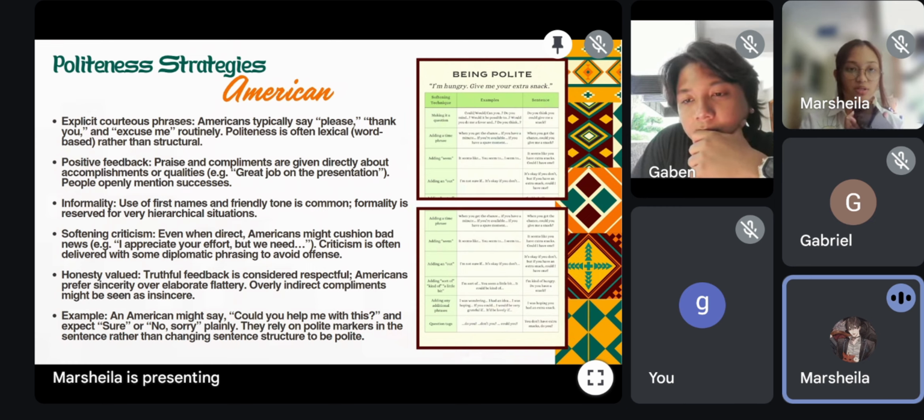People openly mention success. Informality: use of the first name and a friendly tone is common. Formality is reserved for very hierarchical situations. Softening criticism: even when direct, Americans might soften bad news. Criticism is often delivered with some diplomatic phrasing to avoid offense. For example, an American might say, "Could you please help me with this?" and expect a sure or a plain no, sorry. They rely on polite remarks rather than sentence structure.